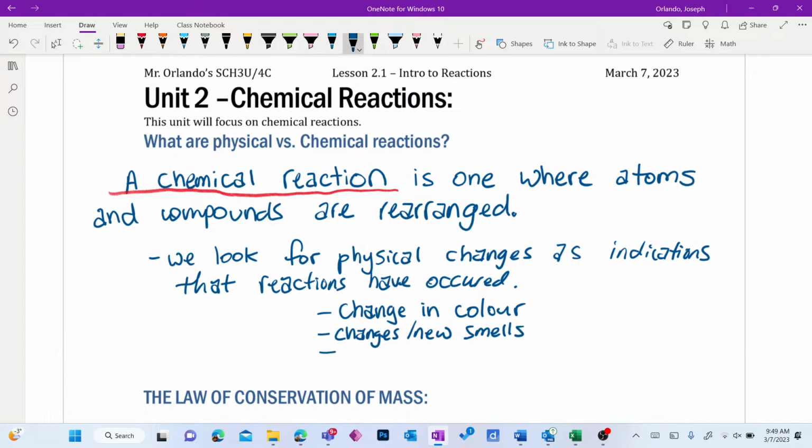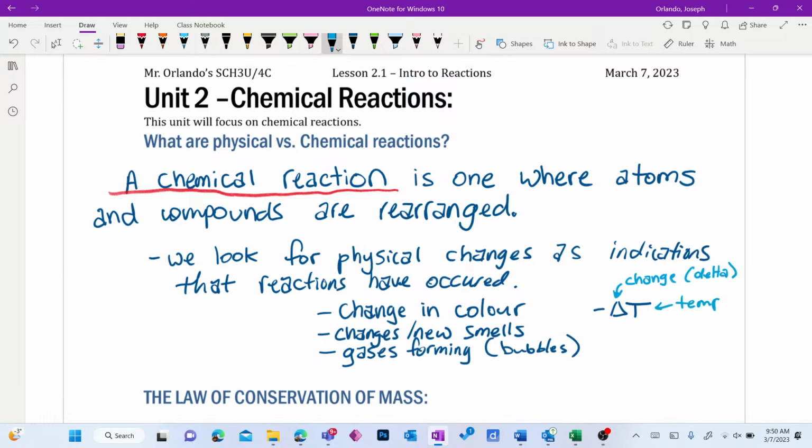Yeah, that's right. You could get gases forming. And if that reaction is happening in a liquid, that would, of course, look like bubbles. What else? What about temperature? Change in temperature. What's that symbol? Yeah, that means change. And of course, T stands for temperature. It's a good thing to remind ourselves. What else might you see?